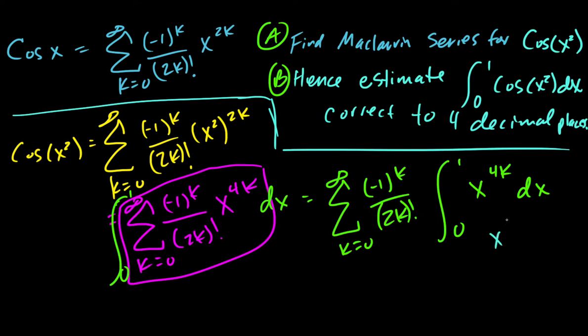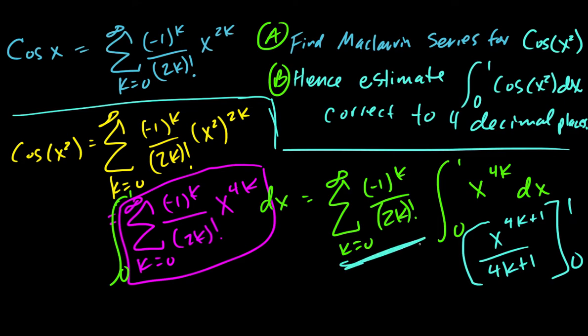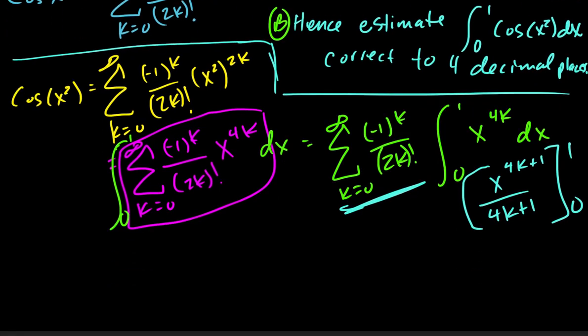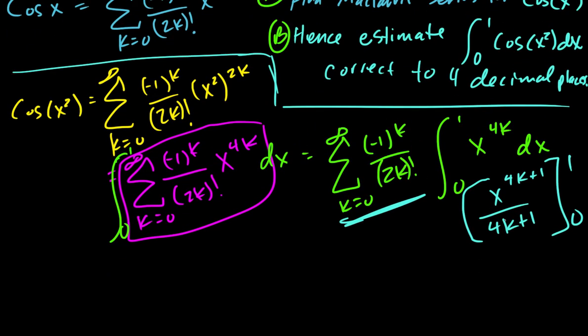Now remember, we raise this by 1, divide by the new one, and evaluate that from 0 to 1. Don't forget about this constant out in front, but I'm going to just focus on this and then put that constant back when it's convenient.